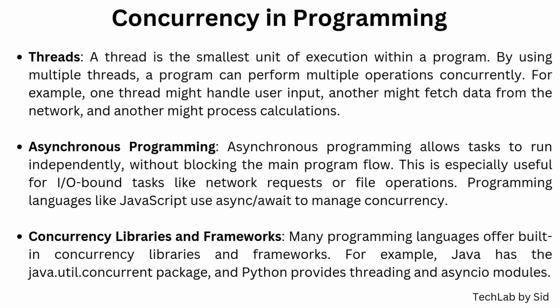Concurrency libraries and frameworks. To make implementing concurrency easier, many programming languages offer built-in libraries and frameworks. For instance, Java provides the java.util.concurrent package, which includes tools for working with threads, thread pools, and synchronization. Similarly, Python offers the threading module for multithreading and the asyncio module for asynchronous programming. These libraries and frameworks help developers manage the complexity of concurrency by providing high-level abstractions for working with multiple tasks, reducing the potential for errors and simplifying the development process.